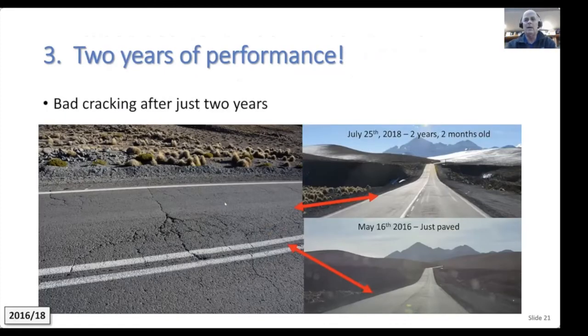So I came back a couple of years later and drove the same roadway again, and I looked at the roadway, and you can see this is the exact same picture, just 2 years and 2 months later. That location right there is this location right here. Bad cracking just after 2 years. And the question is why?